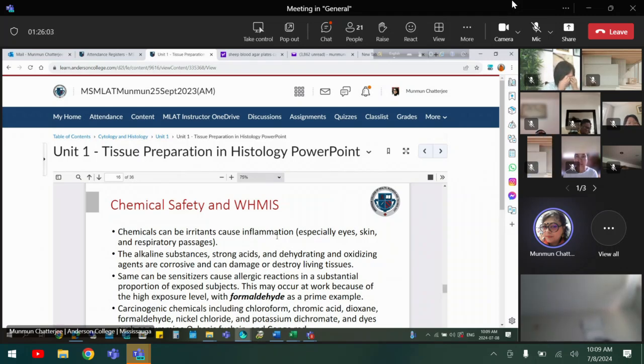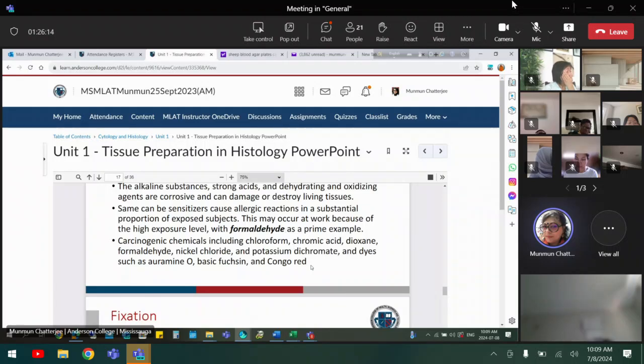This may occur at work because of the high exposure level I told you before. Formaldehyde is a prime example. I got a lot of exposure at the time. We didn't have that much knowledge when we were doing the tissue fixation and this and that. We didn't wear the N95 mask. We just wore the regular mask. We got exposed. At that time, we didn't have that many safety precautions.